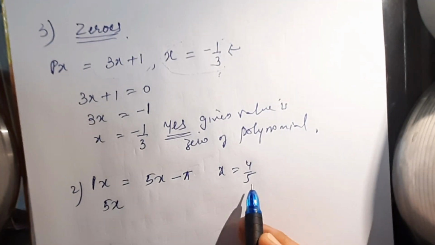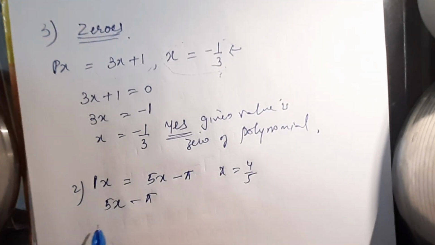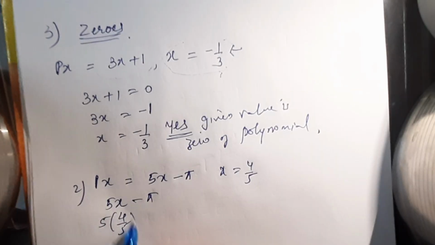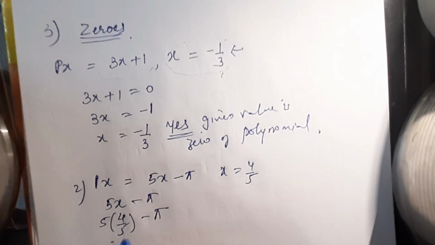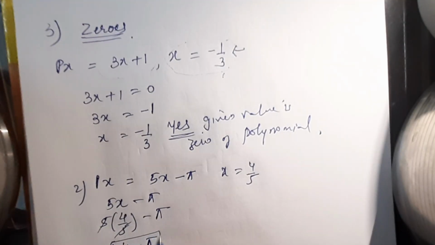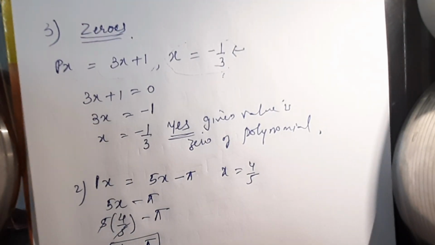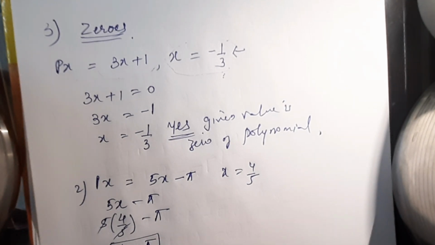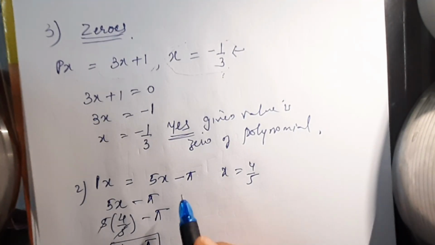Now I'll replace x with 4 by 5. So x replacing 4 by 5, so the 5 is getting cancelled. 4 minus pi. We are not getting the answer as 0. So these are the two methods how we can consider whether the given value is the 0 of the polynomial or not. If we get 0 over here, then it's a 0 of the polynomial. As we are not getting 0, it's not the 0 of the polynomial.